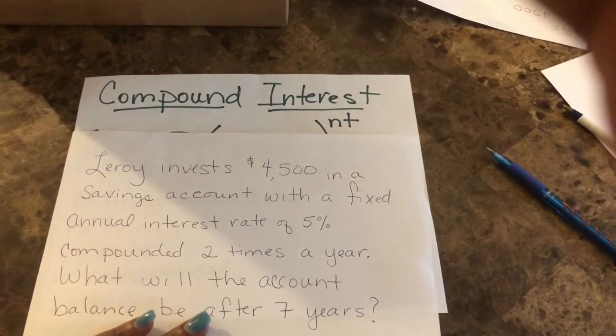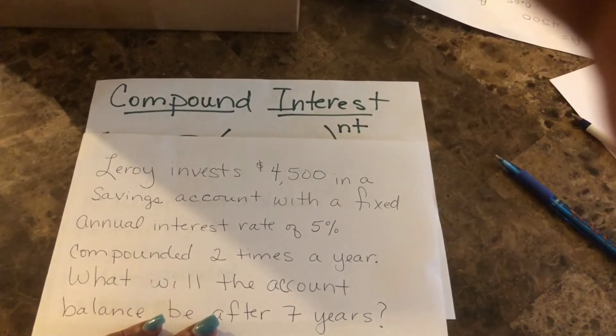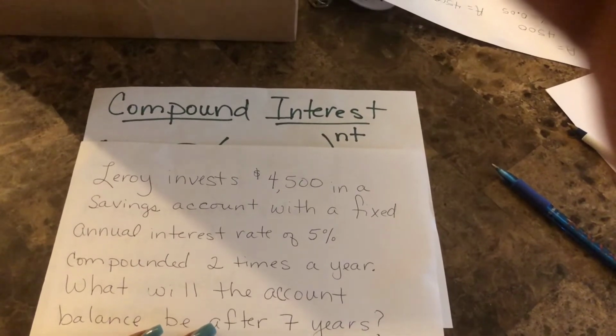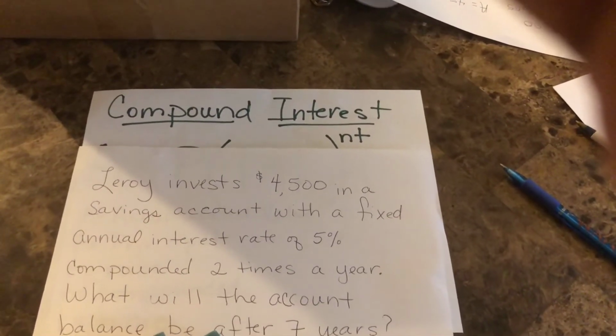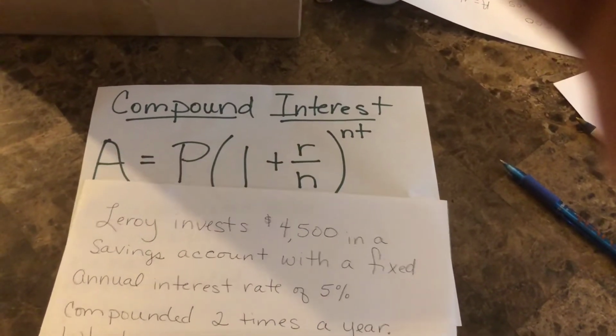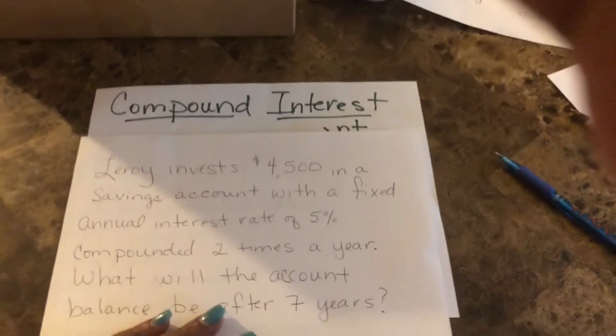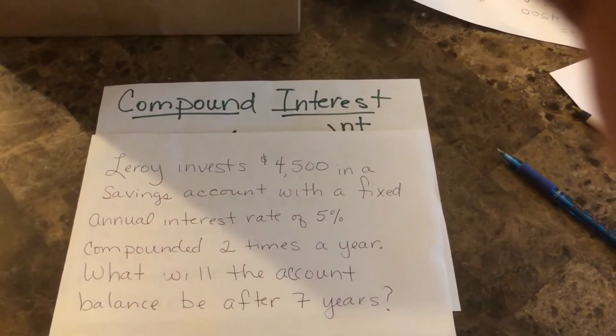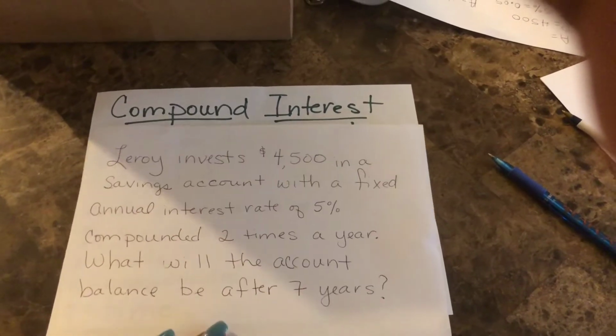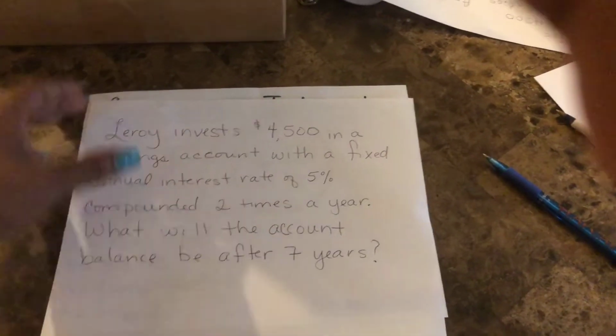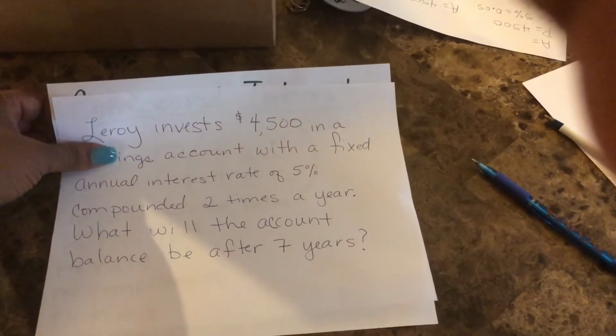So remember, we have to change 5% to a decimal, and 5% of $1 would be 5 cents. N represents how many times it has been compounded. It's been compounded twice a year, and it's been compounded for 7 years. All right, so we're going to take those and we're going to plug them in.